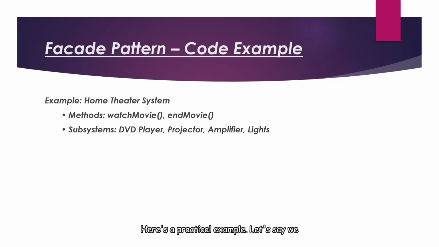Here's a practical example. Let's say we are designing a home theater system. Without a Facade, you would have to interact with various components like the DVD player, projector, speakers, and lights individually. But with the Facade pattern, you could create a simple method called watch movie in the home theater Facade class. This method would internally handle the interactions with all the subsystems, turning on the projector, dimming the lights, and starting the DVD player, all with a single call from the client. This greatly simplifies the client code and reduces the number of dependencies.